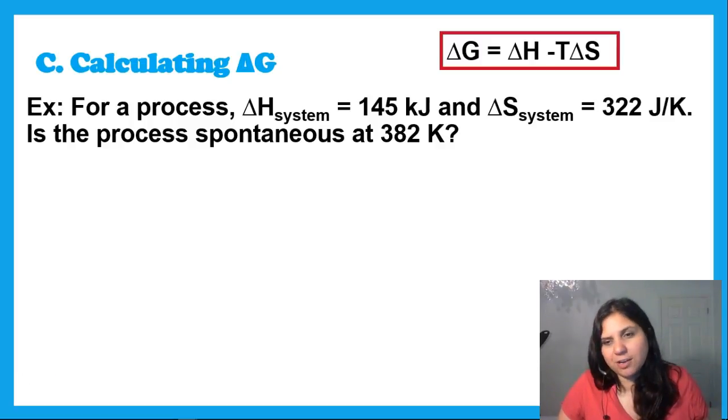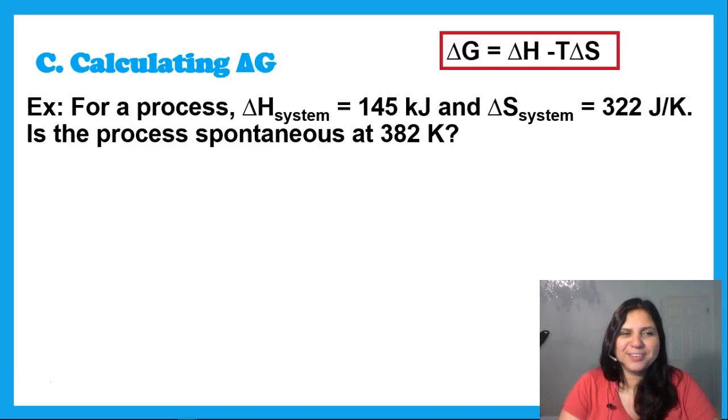Okay, so let's try one of these problems. They're usually not very hard. We like math. All right. So here we go. For a process, delta H of the system is 145 kilojoules. Delta S is 322 joules per Kelvin. And we want to know, is this process going to be spontaneous at 382 Kelvin?